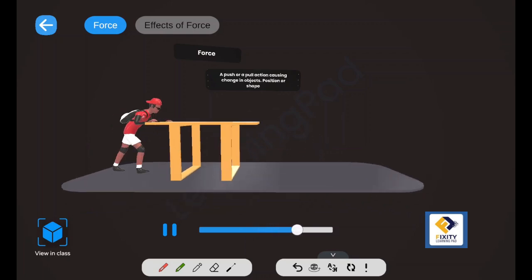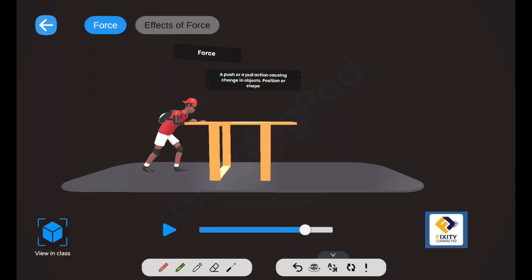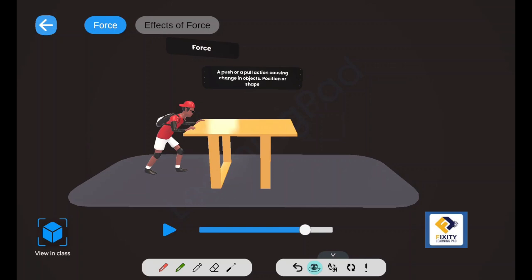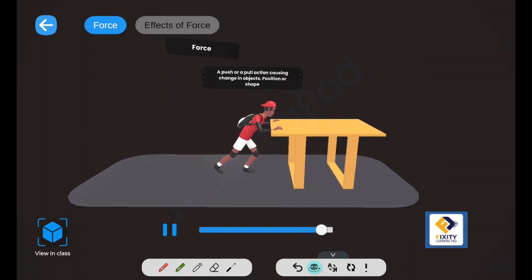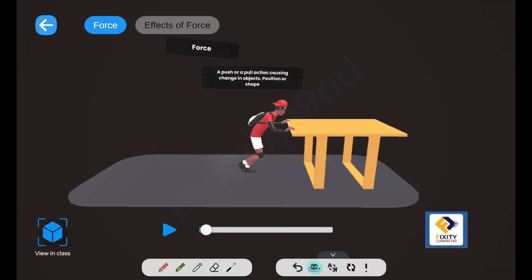Here you can see the person is trying to push a table. So you can see as it is moving, it can also change the position of an object. So both push and pull can cause change in the position or the shape of an object. Let us talk about the effects of force.